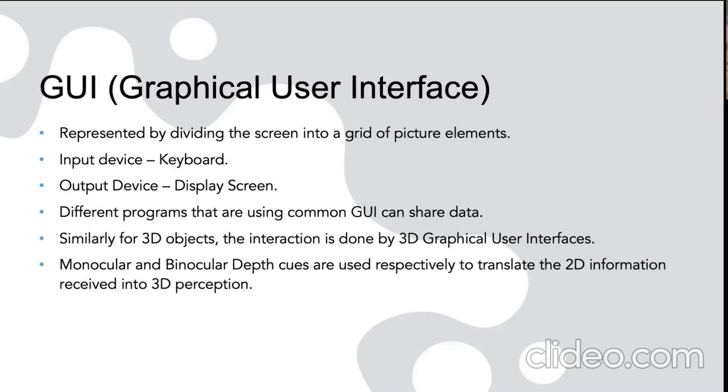In summary, a graphical user interface represented by dividing the screen into a grid of picture elements combines visual elements, input from the keyboard, and output to the display screen.